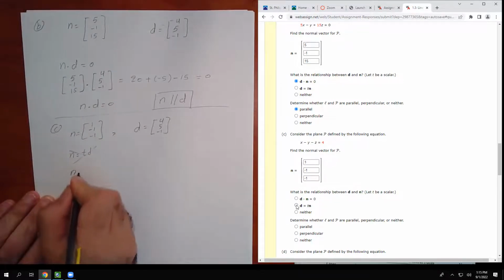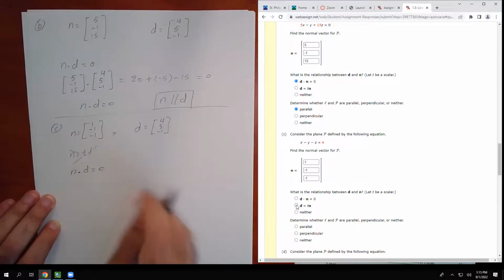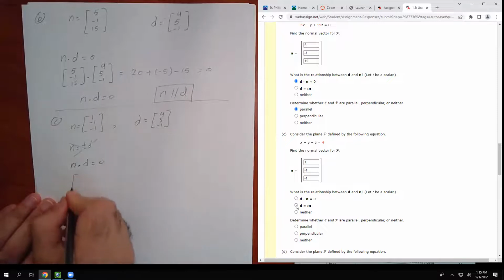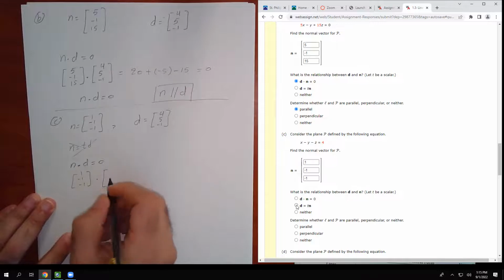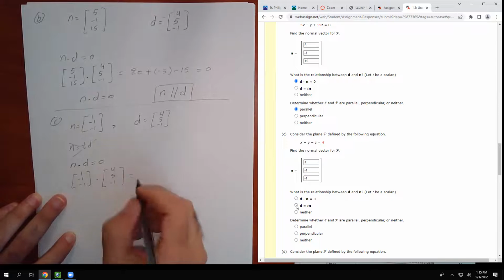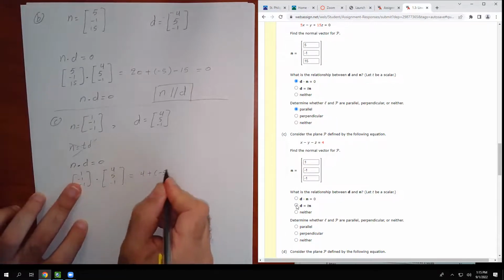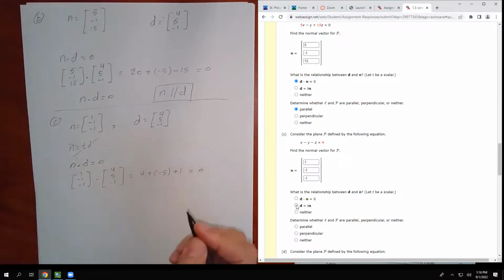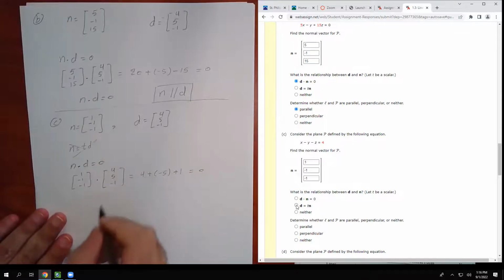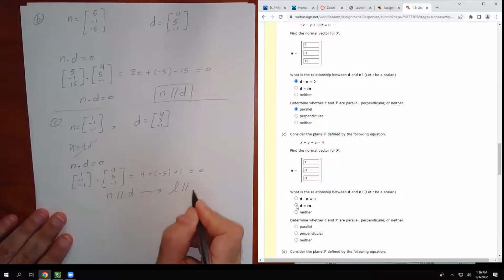Let's try. If we multiply N times D, is the result equal to 0? So N is 1, -1, -1 times D, which is 4, 5, -1. So it's going to be 1 times 4, which is 4, plus -1 times 5, which is -5, plus -1 times -1, which is 1. And the result is 0. In this case, N is perpendicular to D. That means the line is parallel to the plane.